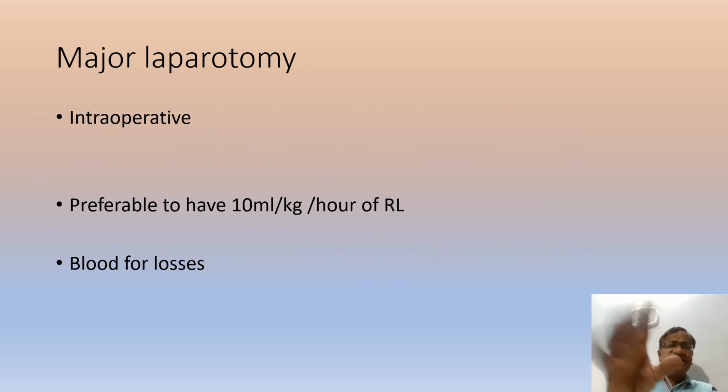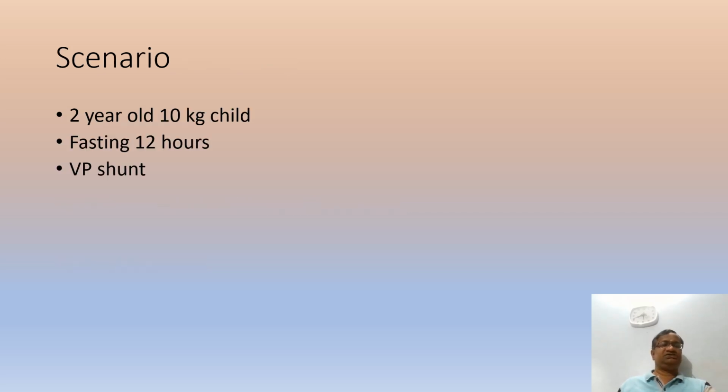Now, if you have a major laparotomy, because it is intussusception, it is preferable to have 10 ml per kg per hour. Blood for losses.